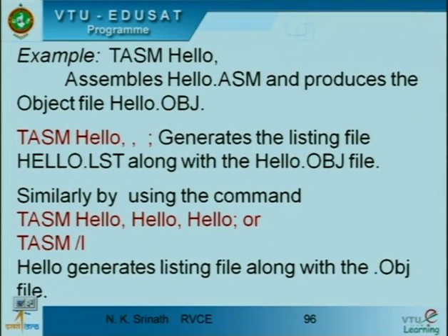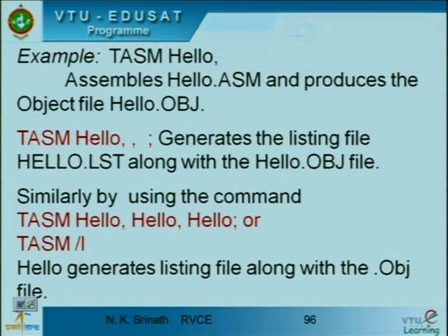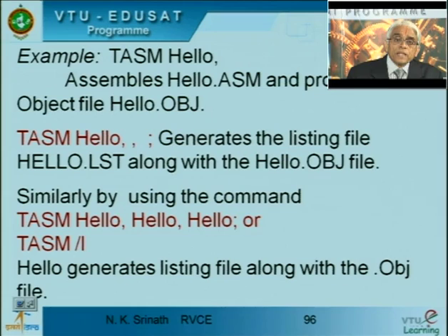How do you get the list file? Normally, Turbo Assembler produces only one file as the result of assembly, that is the .obj file from the .asm file. If you wish, you can ask Turbo Assembler to produce the listing file with the extension .lst as well, simply by typing 2 additional commas on the command line. Example, TASM hello, and we put a comma. So, in this particular case, the comma will give you the list file also. This enables us to get the required exe file, obj file, as well as the list file.